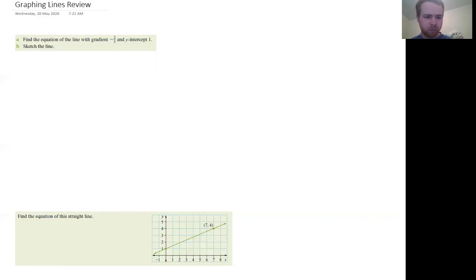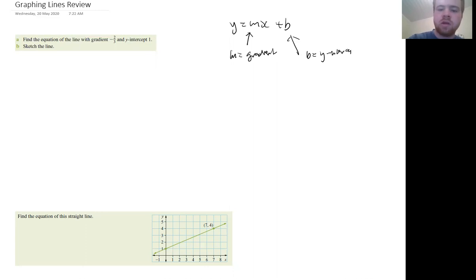Okay, so here we've got to find the equation of the line with gradient -2/3 and a y-intercept 1. Now in y equals mx plus b form, remember y equals mx plus b. The m is the gradient, okay, and the b is the y-intercept. So that's what we call a formula. And we just replace the m with a number or the b with a number, okay?